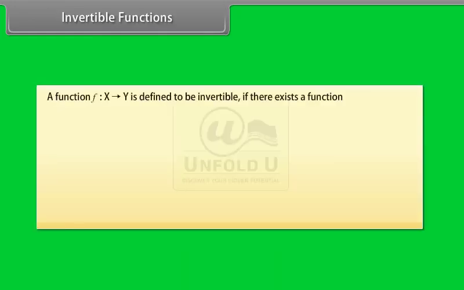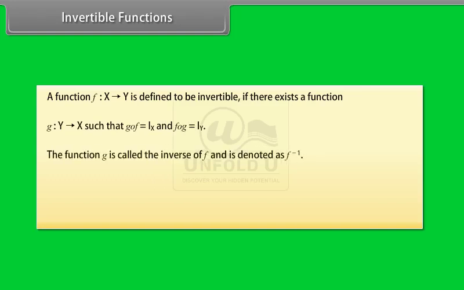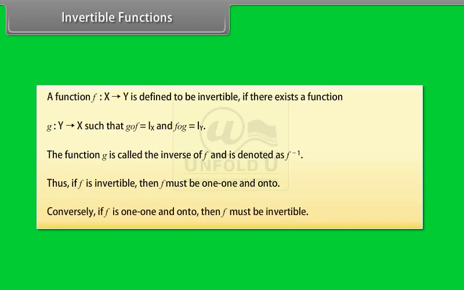Invertible functions. A function f from X to Y is defined to be invertible if there exists a function g from Y to X such that g of f is equal to I X and f of g is equal to I Y. The function g is called the inverse of f and is denoted as f inverse. Thus, if f is invertible, then f must be 1-1 and onto. Conversely, if f is 1-1 and onto, then f must be invertible.